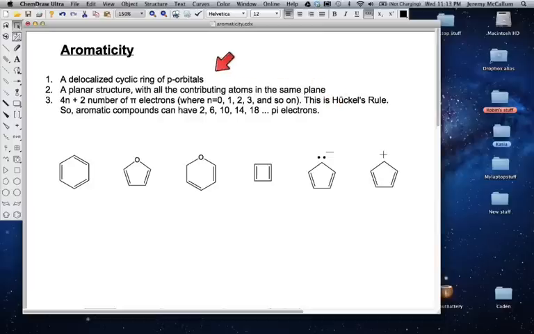For something to be aromatic, it must meet all three of these criteria. If compounds do not meet these criteria, then they are not aromatic. And there are really two options for things that do not meet the criteria. If something doesn't have rule one or doesn't have rule two, then we call that compound non-aromatic. If you break rule 1 or rule 2, then the compound is non-aromatic.